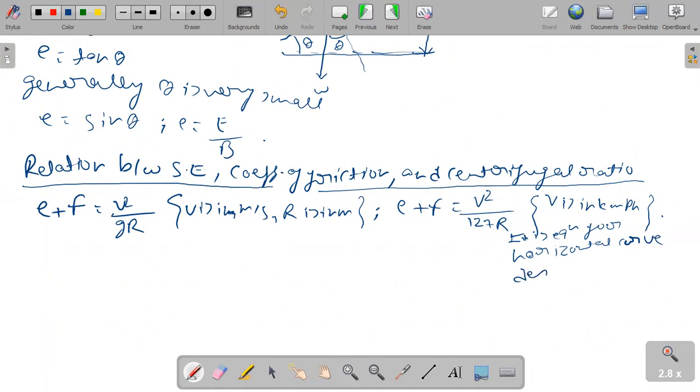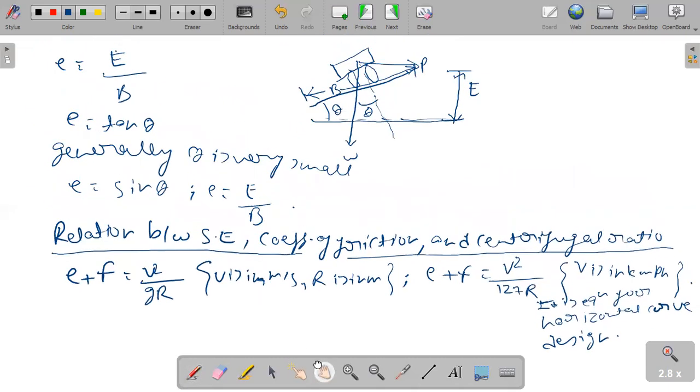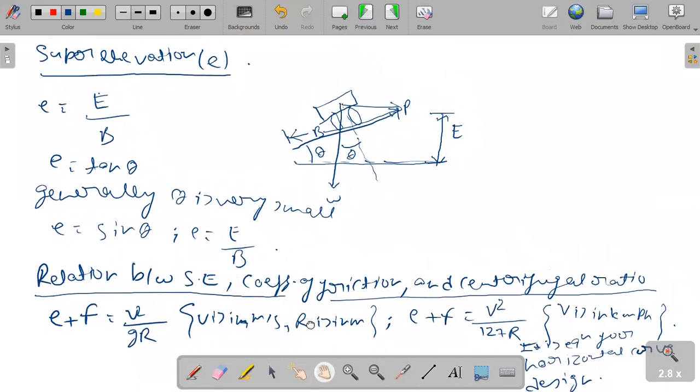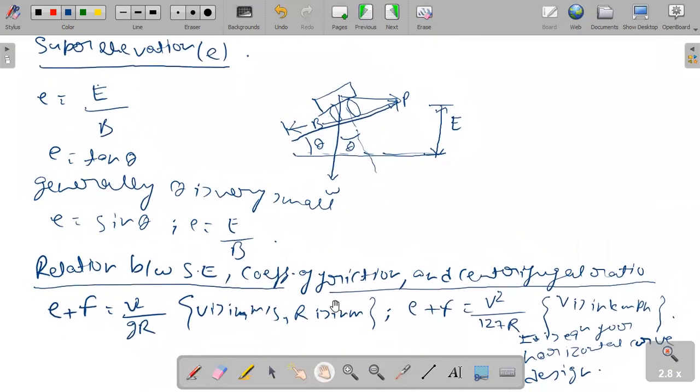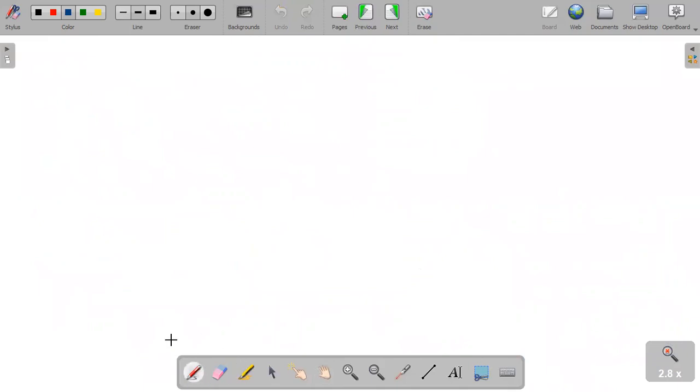Horizontal curve design. So this is all about the relation between super elevation, coefficient of friction and centrifugal ratio. Let's move forward. We have one table between type of road and super elevation, which will help you to solve numericals. Let's go through that table.